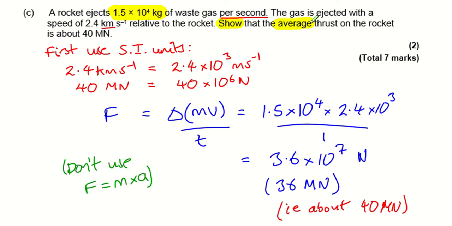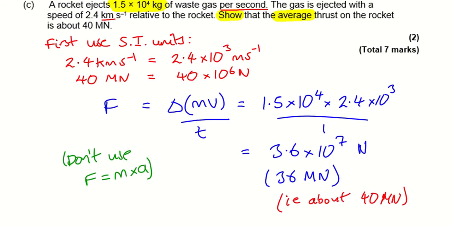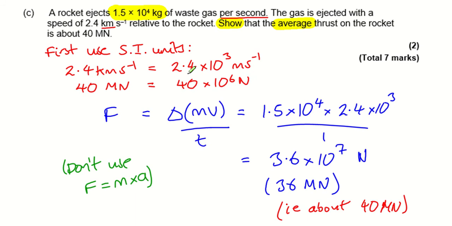This bit about the reason they said average thrust doesn't need to worry you. It's just giving you an average thrust. In fact, that should be fine. It should be the same amount of mass coming out per second, and the gas being ejected at 2.4 kilometers per second relative to the rocket. Those will both stay the same, and so that gives you that answer. So 36 meganewtons, and we've done it because we were expected to get about 40.